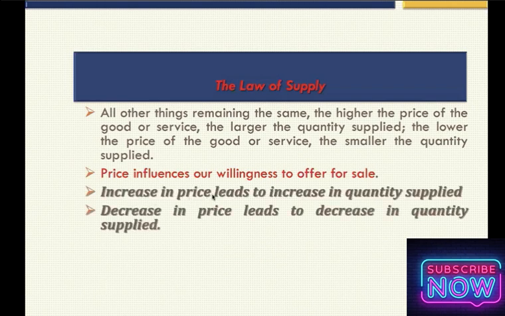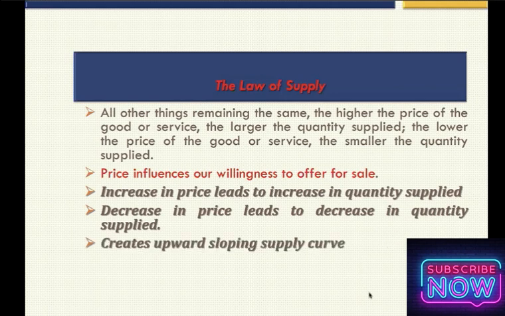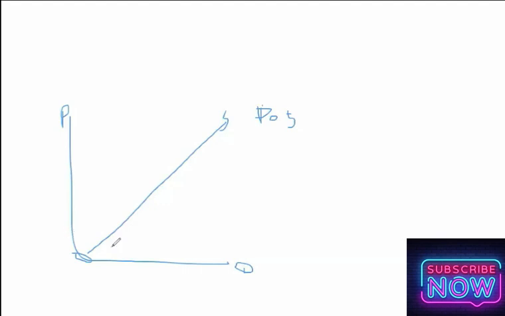So price is the main thing that influences a supplier's willingness to offer for sale. An increase in price leads to an increase in quantity supplied, and a decrease in price leads to a decrease in quantity supplied. So if the price is high, they will supply more. But if the price is low, they would also put less on the market. So this creates the upward slope of the supply curve, and that is what I drew for us.